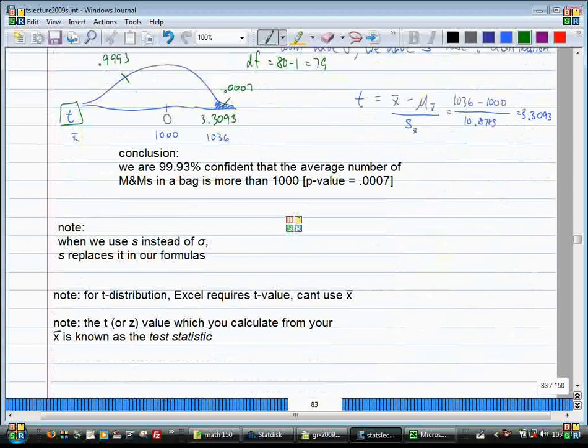A couple of quick comments. In Excel, if you use the t distribution, it only takes positive t values. If you try to put in a negative t value, it'll give you an error. So just be aware of that. For Excel, T.DIST is fine. Next, when you calculate your t or z value, that is called the test statistic. That's just terminology.